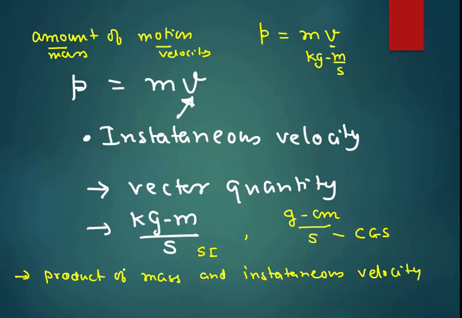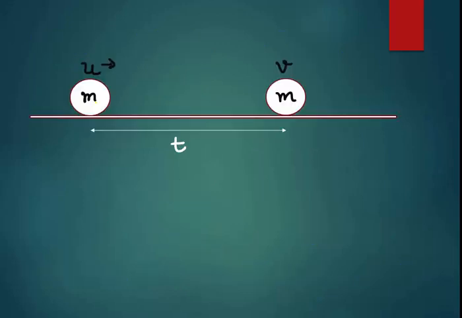Okay, let us look at a situation as shown over here. Let's say we have an object of mass m, and at a given instant its velocity is u, and say you apply a force over here. Let's say we apply a force to this object, and in time t its velocity changes to v. Let's say it increases to v. So after time t its velocity is v.